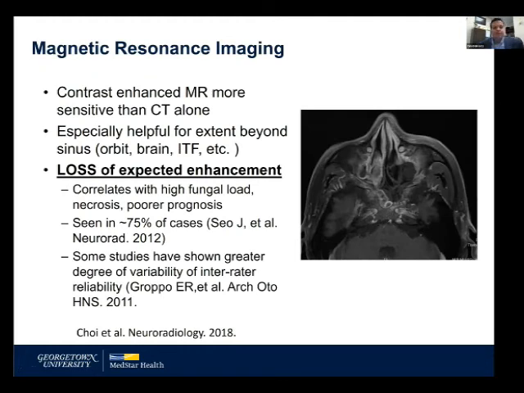MRI is extremely helpful, and contrast enhanced MRI is much more sensitive than CT alone. It's especially helpful for disease beyond the sinuses, so really looking at the orbit, brain, infratemporal fossa, and such. The keyword you really want to look for is the loss of expected contrast enhancement, and you can see it on this MRI here. The bulk of the disease, what's dead, is very clearly outlined, and you will see this on scan after scan of it expanding forward.